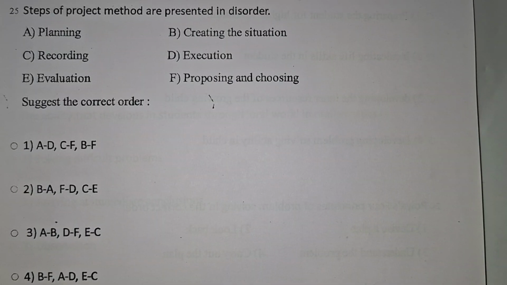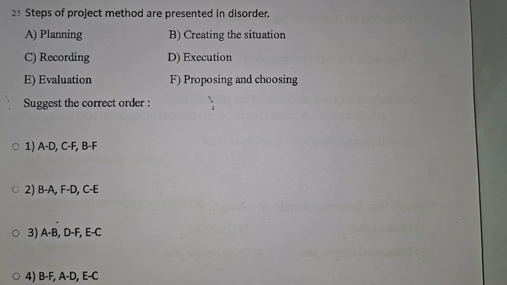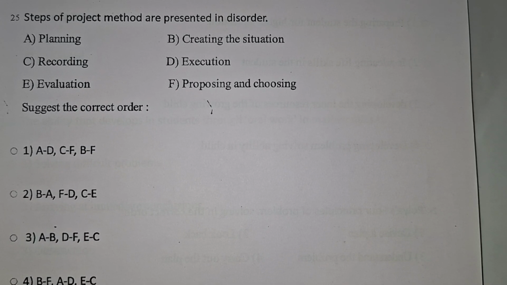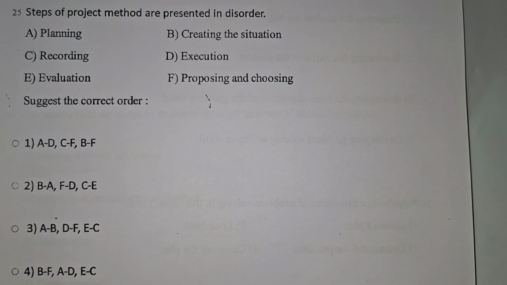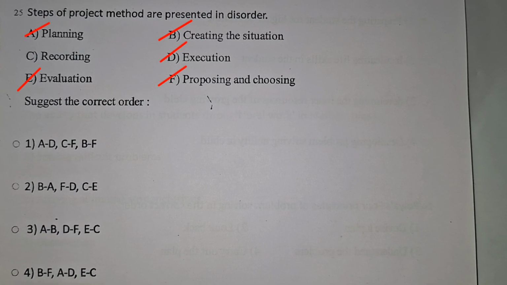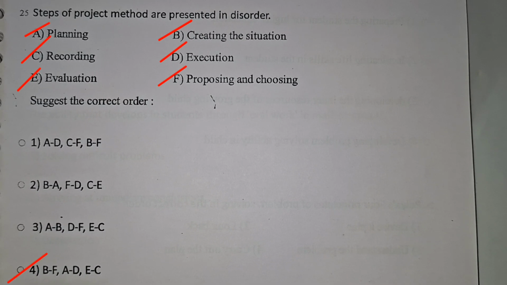Next one, steps of project method are presented in disorder: planning, creating the situation, recording, execution, evaluation, purposing and choosing. Suggest the correct order. The correct order is creating the situation, purposing and choosing, planning, execution, evaluation, recording. B, F, A, D, E, C.